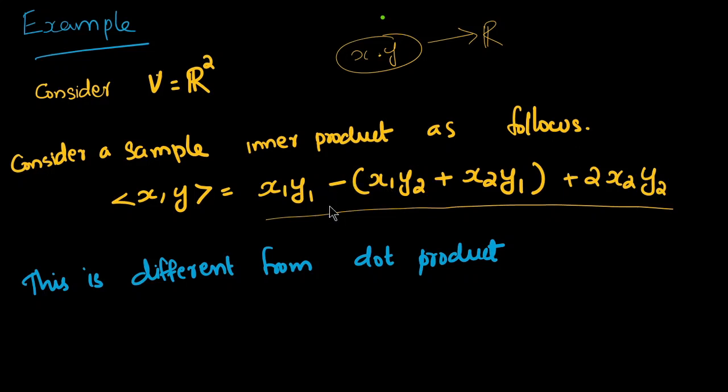So in this example, we have taken this function x1 y1 minus x1 y2 plus x2 y1 plus 2x2 y2. So this can be taken as an inner product. So it is different from the dot product. Similarly, we can take any function that satisfies the symmetry and positive definiteness as the inner product.